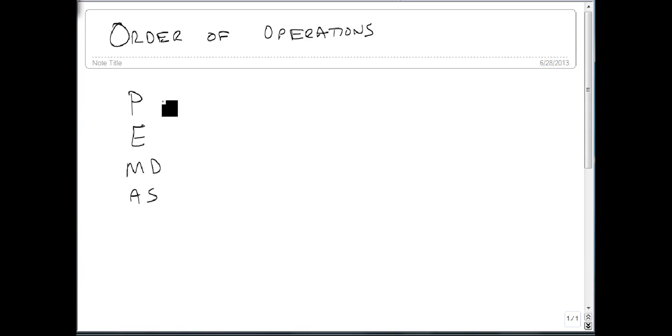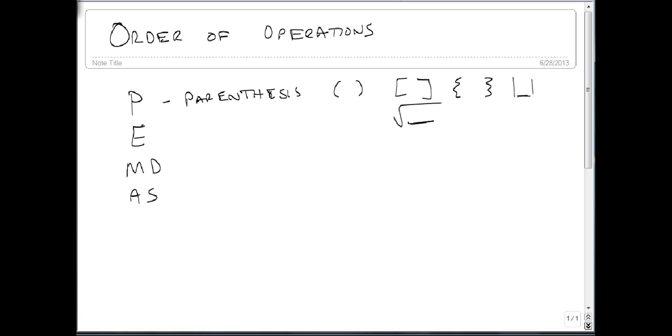We start with parentheses, and by parentheses we don't just mean parentheses like this, but any type of grouping symbol. So square brackets, squiggly brackets. We could also use absolute value symbols. Anything inside the absolute value should be done before applying the absolute value, as well as radicals. Anything under a radical should be done before applying the radical.